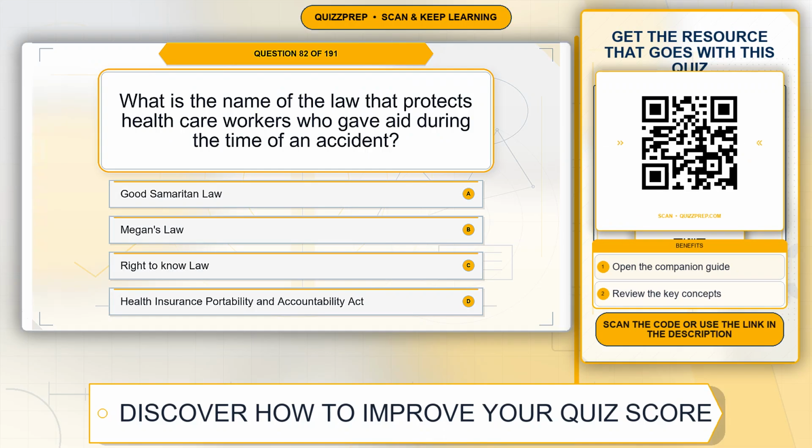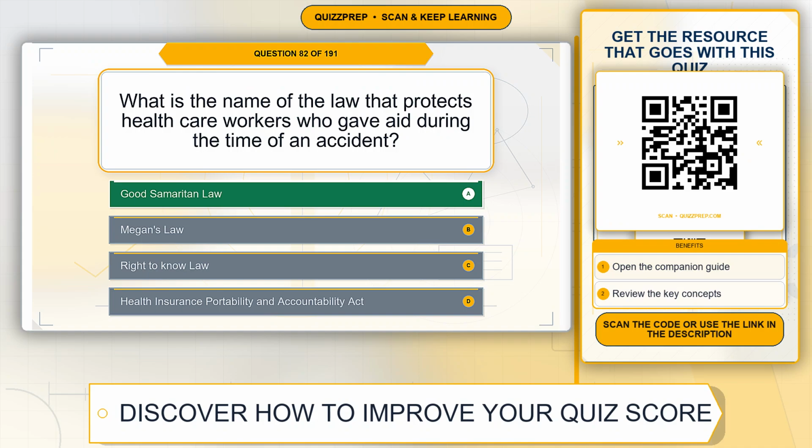Question 82. What is the name of the law that protects healthcare workers who gave aid during the time of an accident? Option A, Good Samaritan Law. Option B, Megan's Law. Option C, Right to Know Law. Option D, Health Insurance Portability and Accountability Act. The correct answer is option A, Good Samaritan Law.